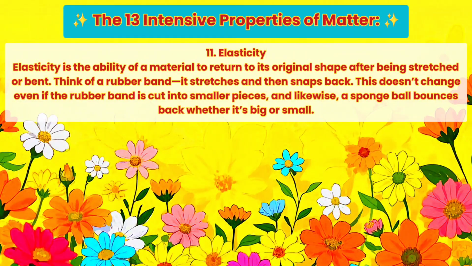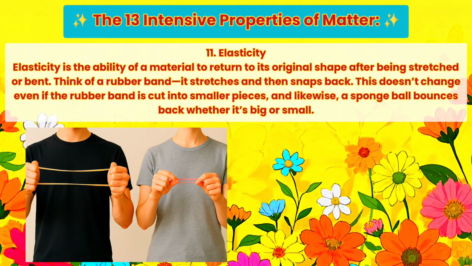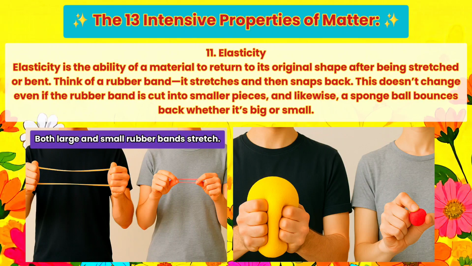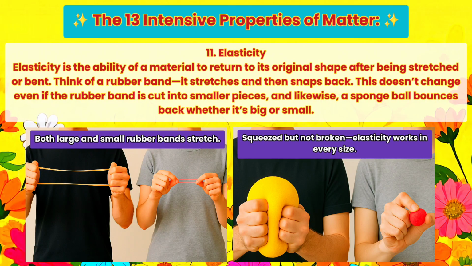Number 11, elasticity. Elasticity is the ability of a material to return to its original shape after being stretched or bent. Think of a rubber band. It stretches and then snaps back. This doesn't change even if the rubber band is cut into smaller pieces. And likewise, a sponge ball bounces back whether it's big or small.